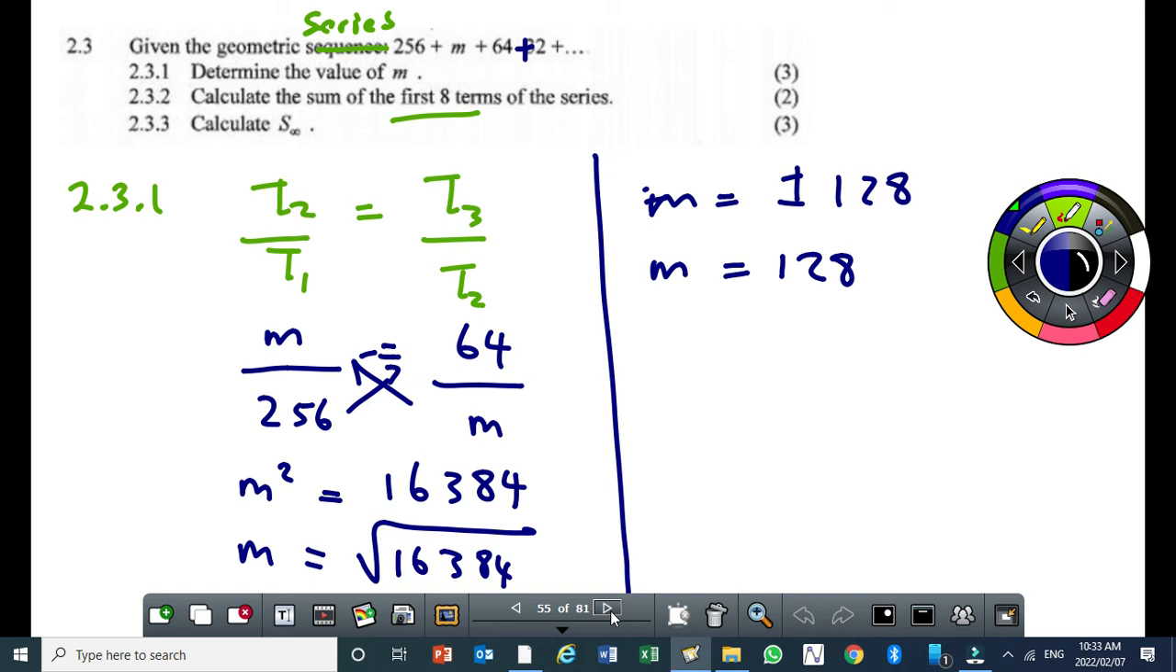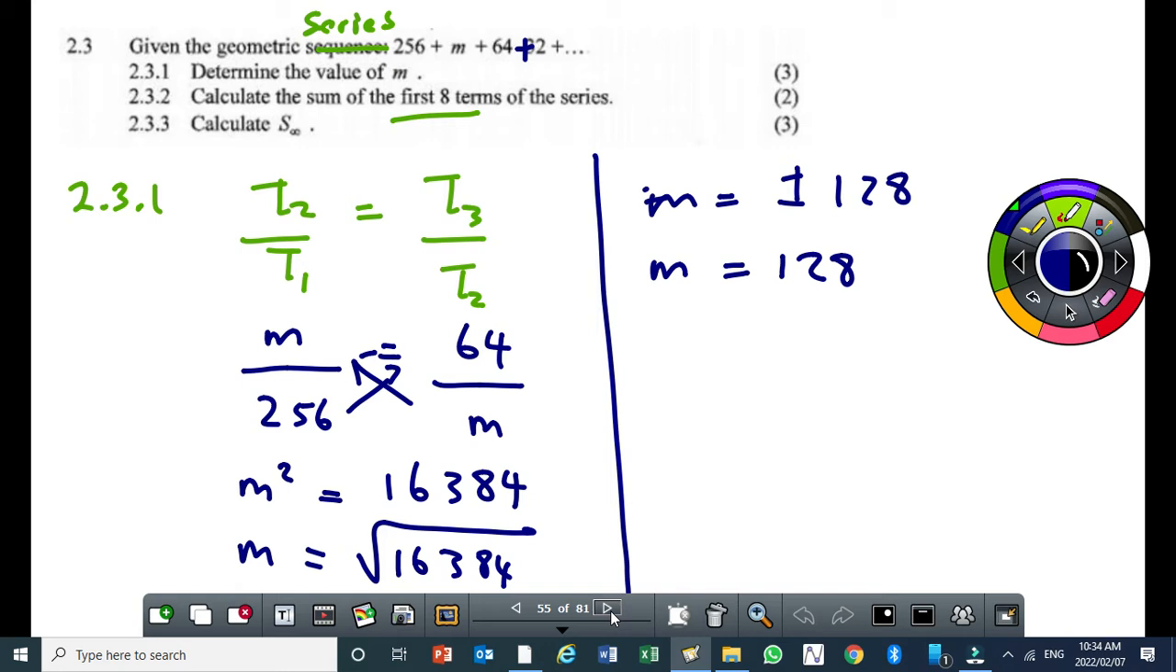Okay, in an example. The question says, given the geometric series 256 plus m plus 64 plus 32 plus up to infinity. So there are 4 terms of the series that are given. The first question says, determine the value of m.